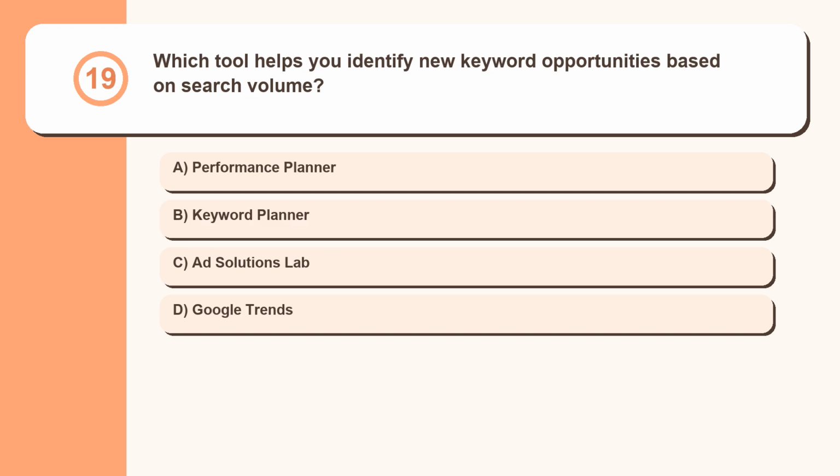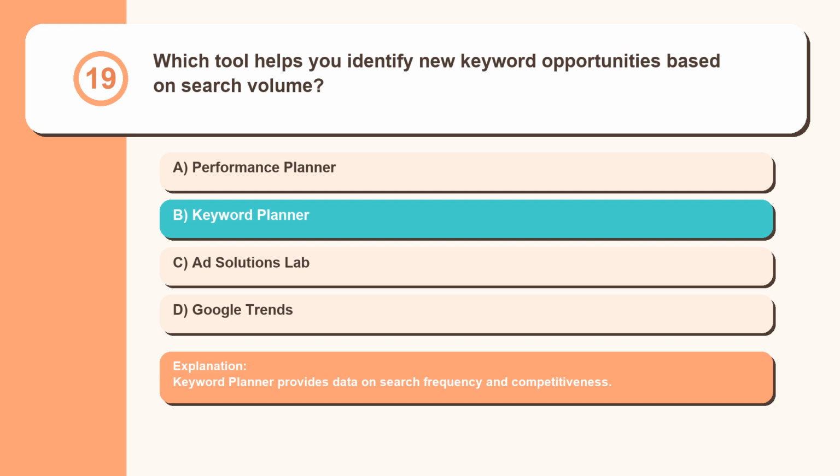Question 19. Which tool helps you identify new keyword opportunities based on search volume? Performance Planner, Keyword Planner, Ad Solutions Lab, Google Trends. Keyword Planner provides data on search frequency and competitiveness.